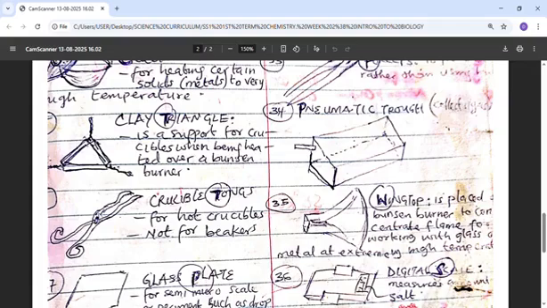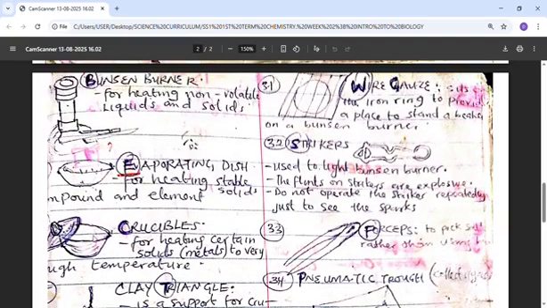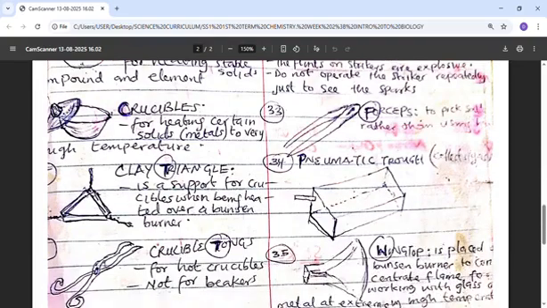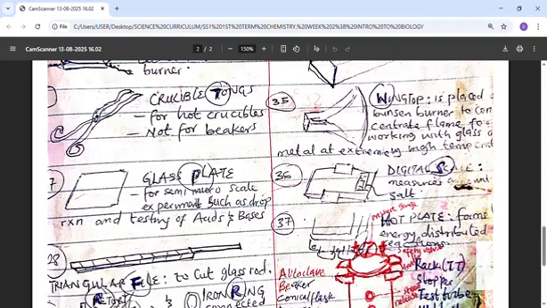Then the next one, crucible tongs. When your crucible is hot and you don't want to use your hand to carry it, you use your crucible tongs. Then glass plates. This is for semi-micro scale experiments such as drop reaction and testing of acid or base. That's your glass plate. You use it to do minor reactions.